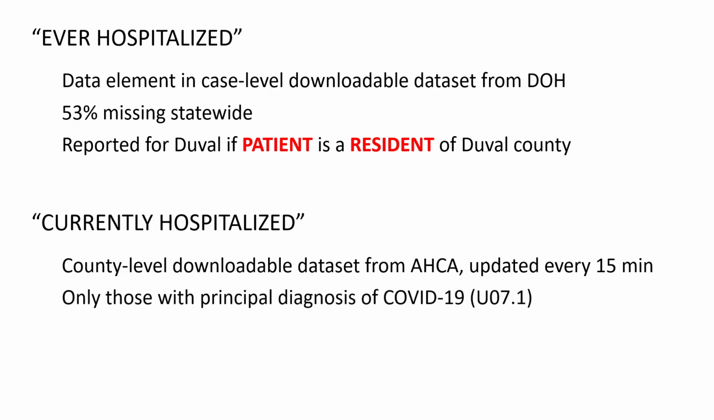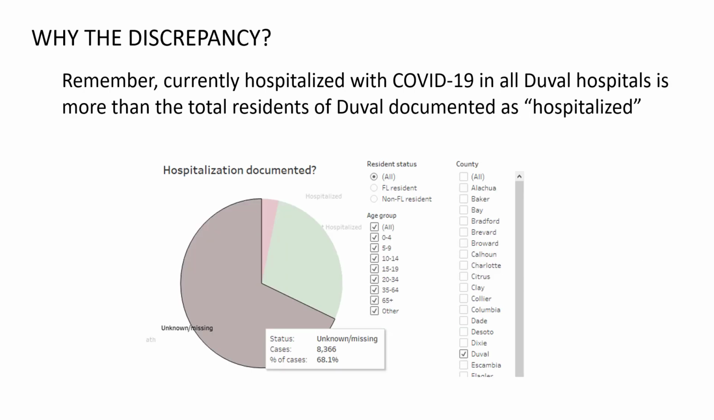Only those with a principal diagnosis of COVID-19, in this case, if you are scanning ICD-10 codes, that's the U07.1 code, only they're included. I'll touch on that in just a second. And then reported if the hospital is in Duval County. So, if somebody from outside of Duval County came in, had COVID-19 and was hospitalized in Duval County, it's going to count for Duval County, not the county that they permanently reside in. Why would that happen? Well, I'm going to get to that in just a second.